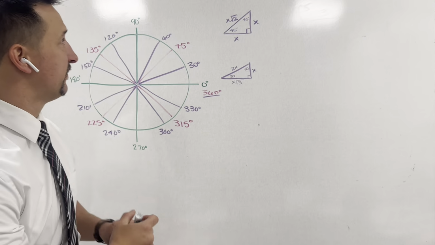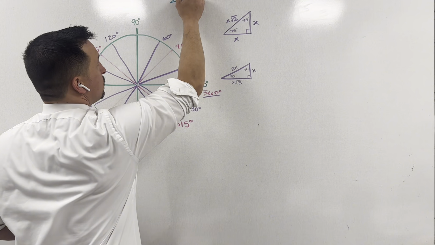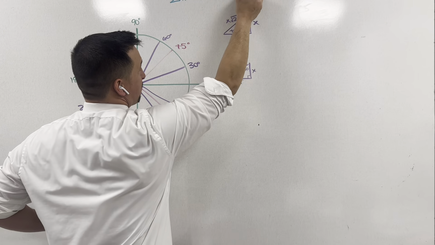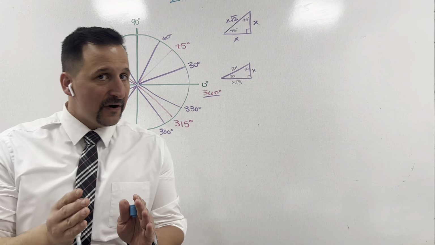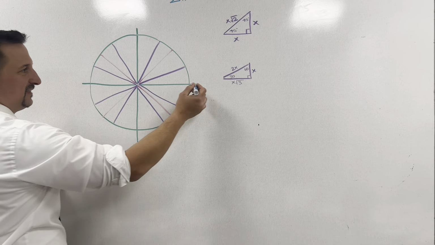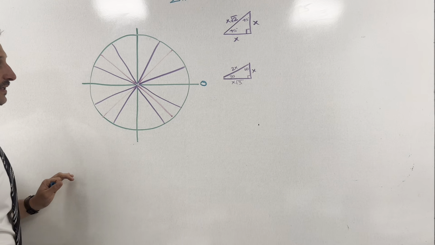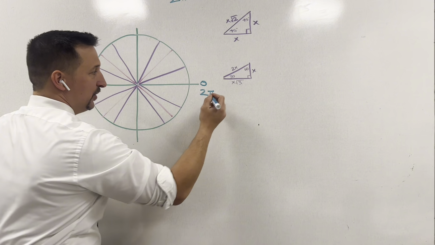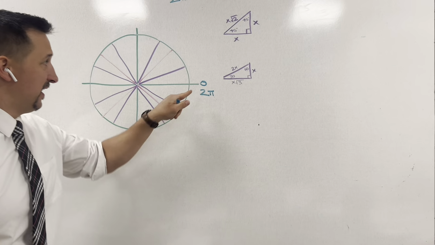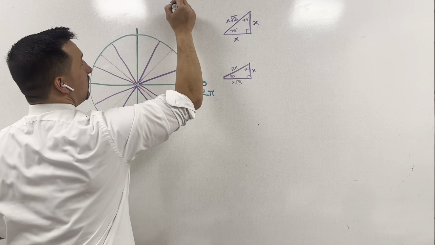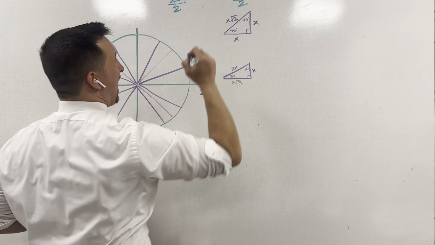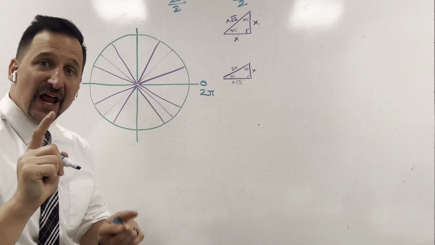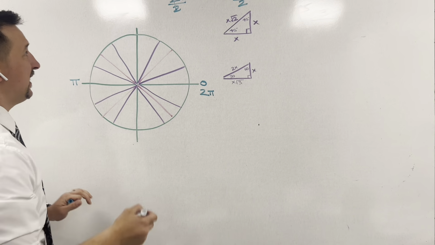Because 2 pi radians is equal to 360 degrees, we can base all of our radian values off of that measurement. So this is my 0 radians. All the way around is going to give me 2 pi radians. Now, what is half of 2 pi? If I cut 2 pi in half, I get 180 degrees, which is pi radians. So this right here is pi radians. If I cut that pi radians in half, I get pi over 2.